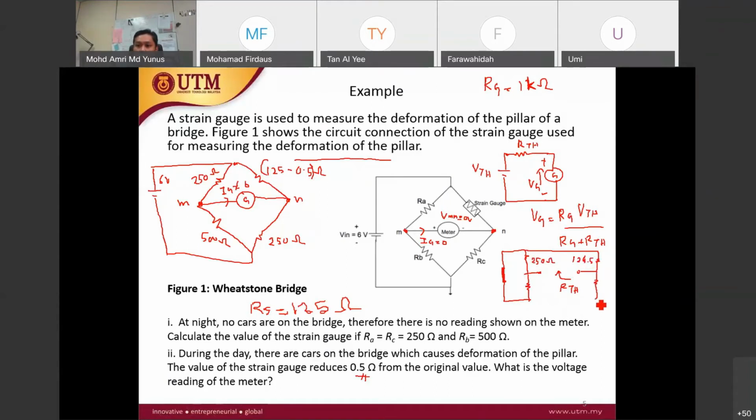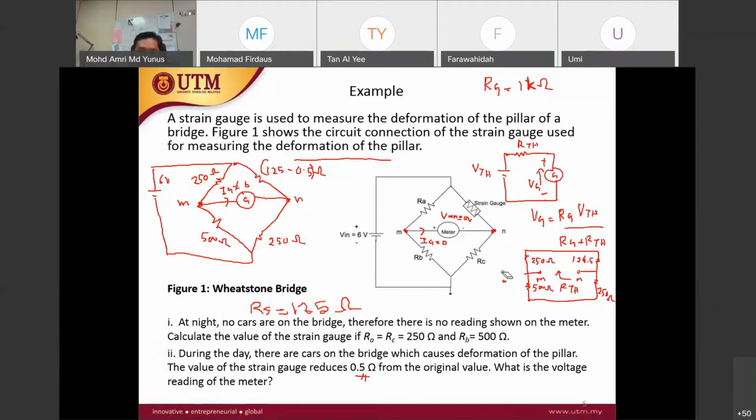Here is 500 ohm, and this is 250 ohm. Then first we need to find what is the equivalent resistance value between M and N. When you find the equivalent Thevenin value, then we need to find the equivalent Thevenin voltage between N and M. Okay, how to find the equivalent Thevenin value between M and N is okay.